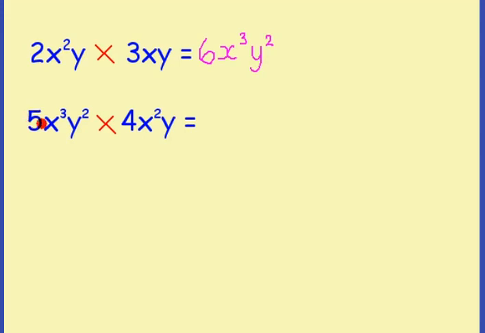So we multiply the numbers. 5 times 4 gives me 20. x cubed times x squared gives me x to the power of 5. Make sure you've not written x to the power of 6. We've got 3 and 2, so we've got 5 altogether. y squared and y is going to be y cubed. 3 of them, 2 there and 1 there.